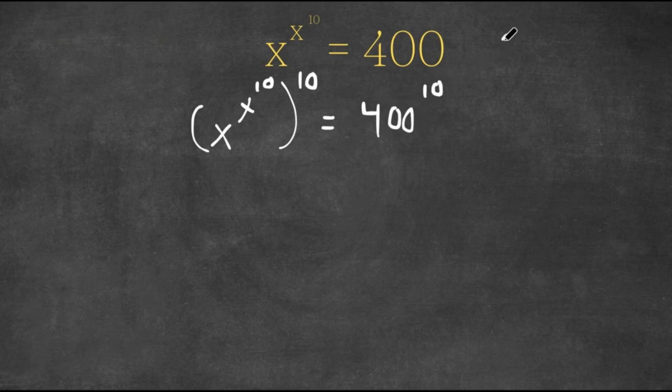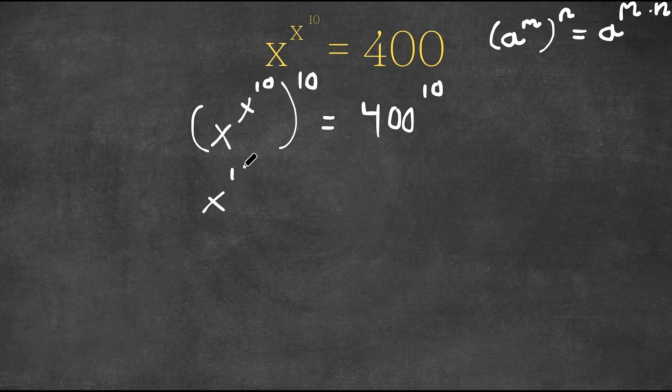Now if we have something in the form a to the power of m to the power of n, this is equal to a to the power of m times n. So x to the power of x to the power of 10 to the power of 10, this is going to equal x to the power of 10x to the power of 10. Now this is equal to 400 to the power of 10.